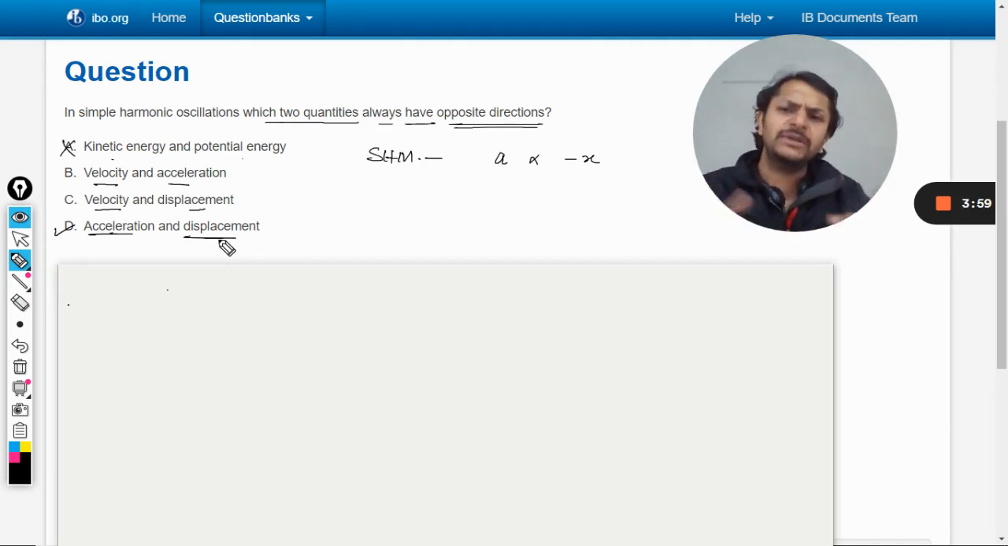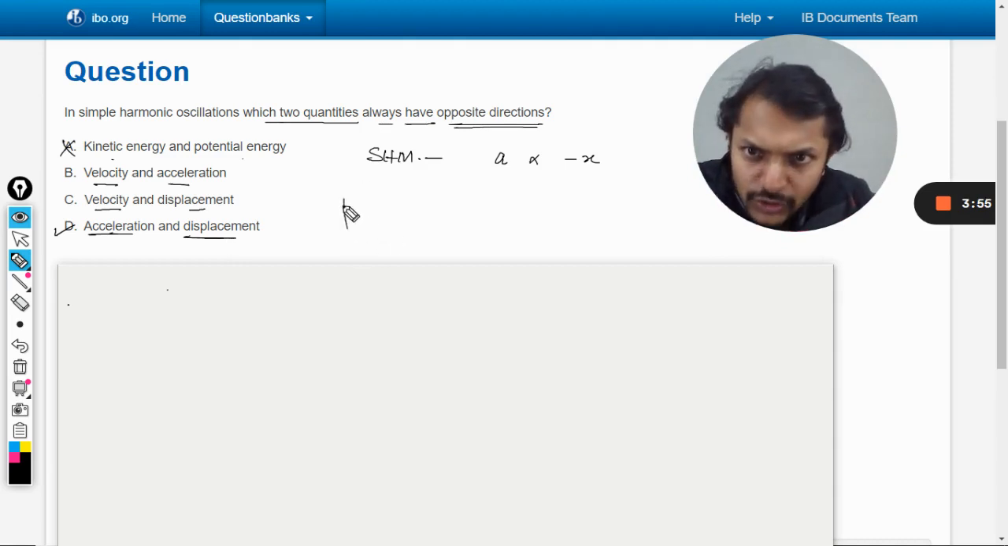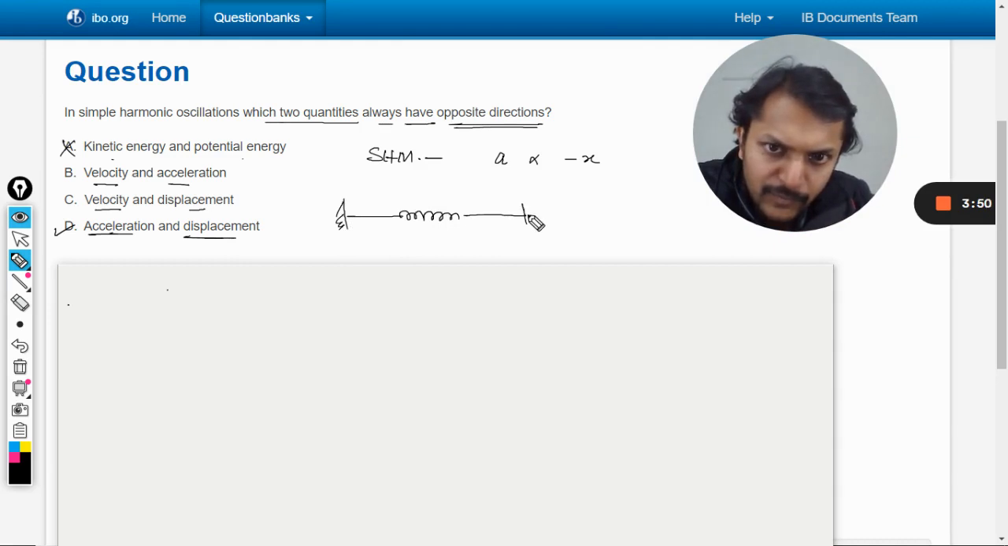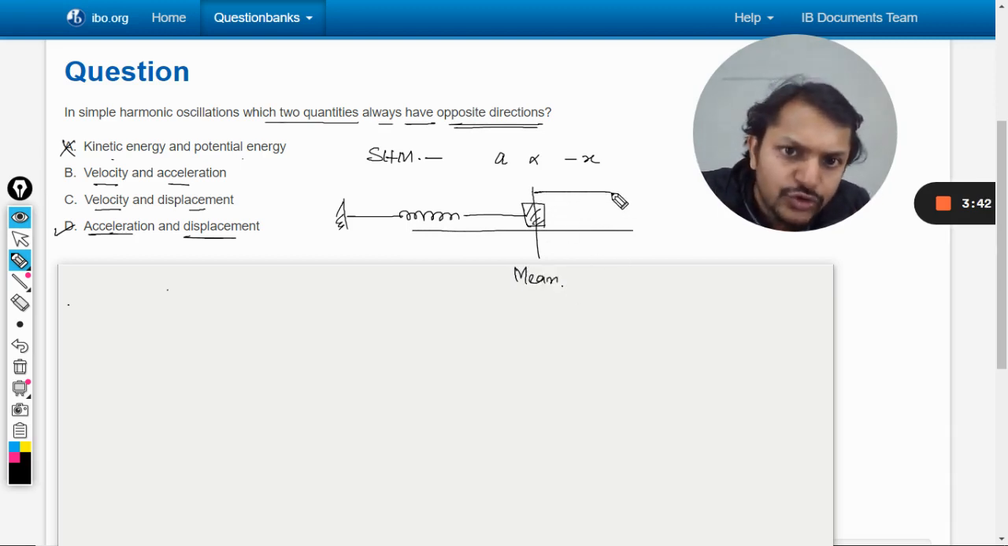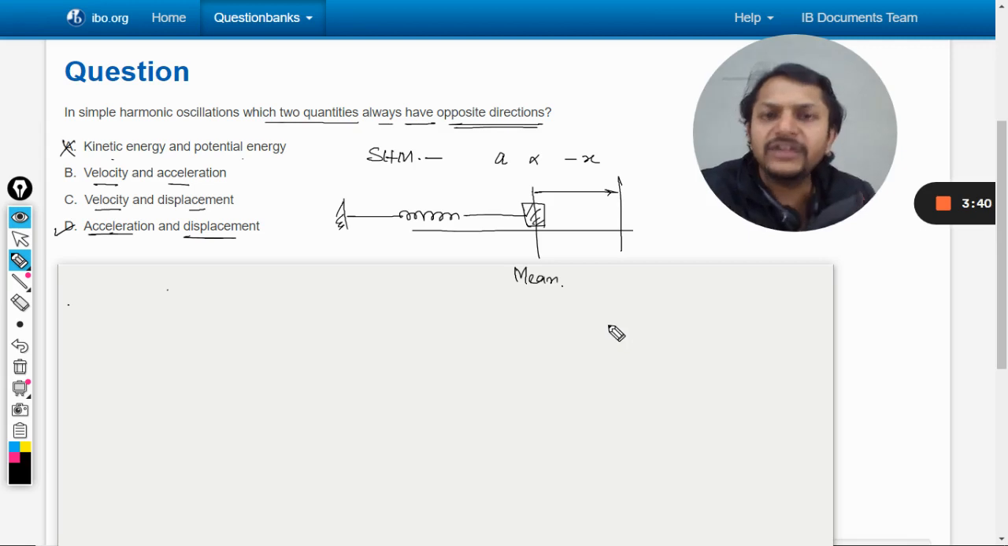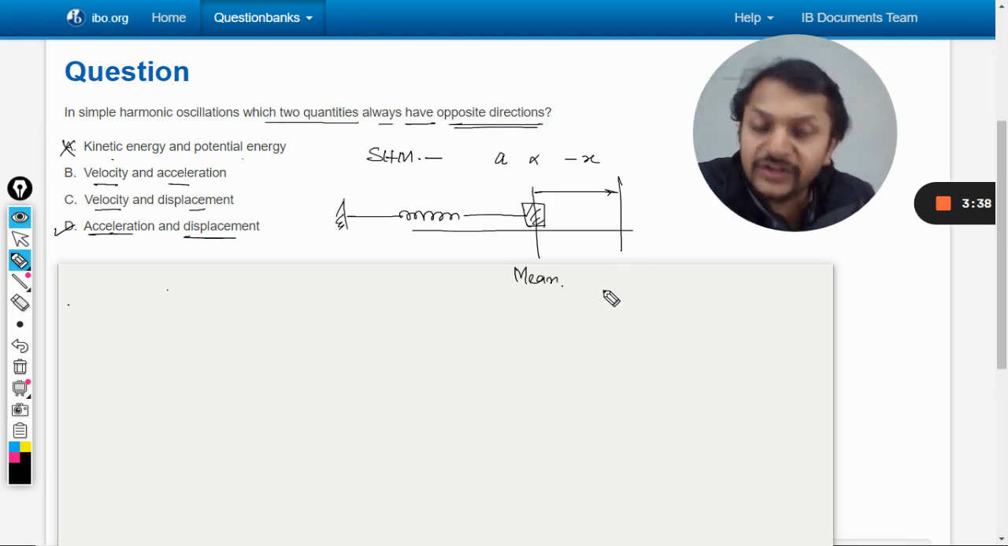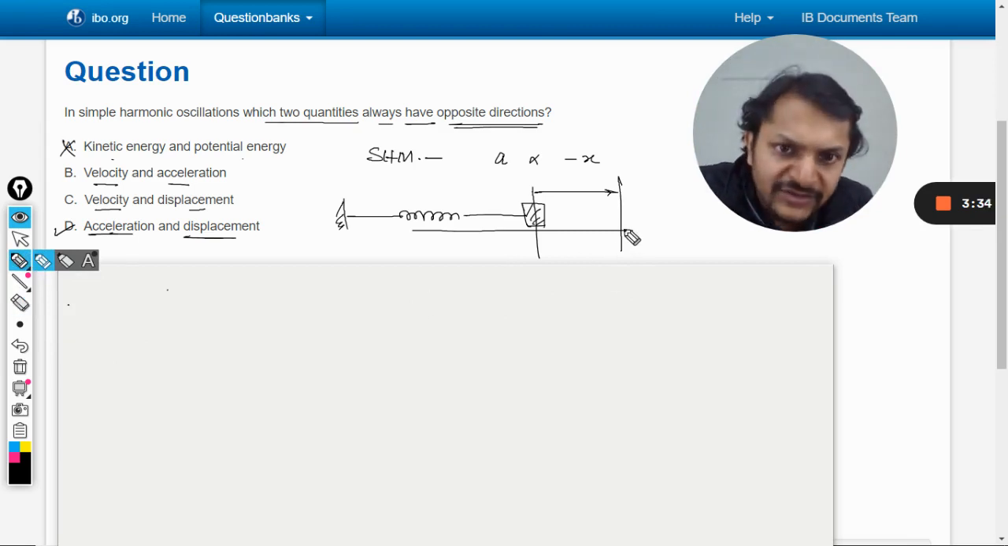But let me explain what is happening in a little detail. So this is the spring now, and this is the mean position. When it goes to the extreme position, my dear students, be very careful now. There are three things that we are concentrating on: displacement, velocity, and acceleration.